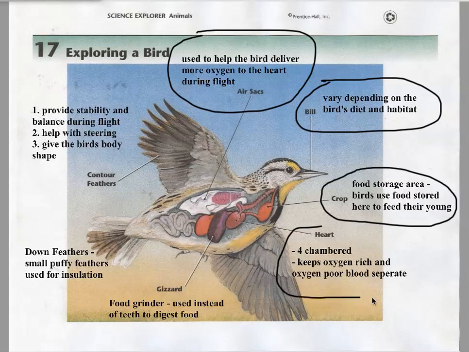The heart, we've looked at this, you've watched the circulation tutorial. Just a review, heart is four-chambered, and that keeps oxygen-rich and oxygen-poor blood separate.